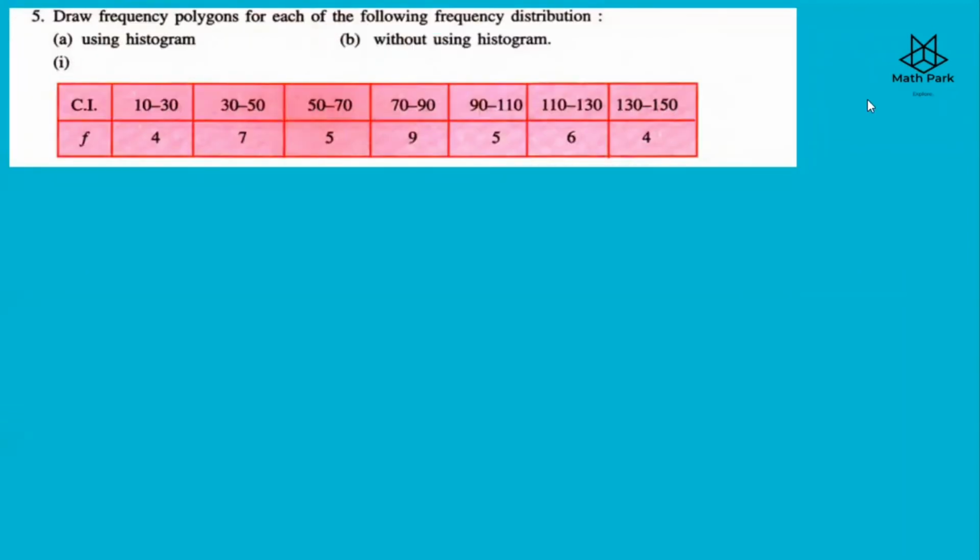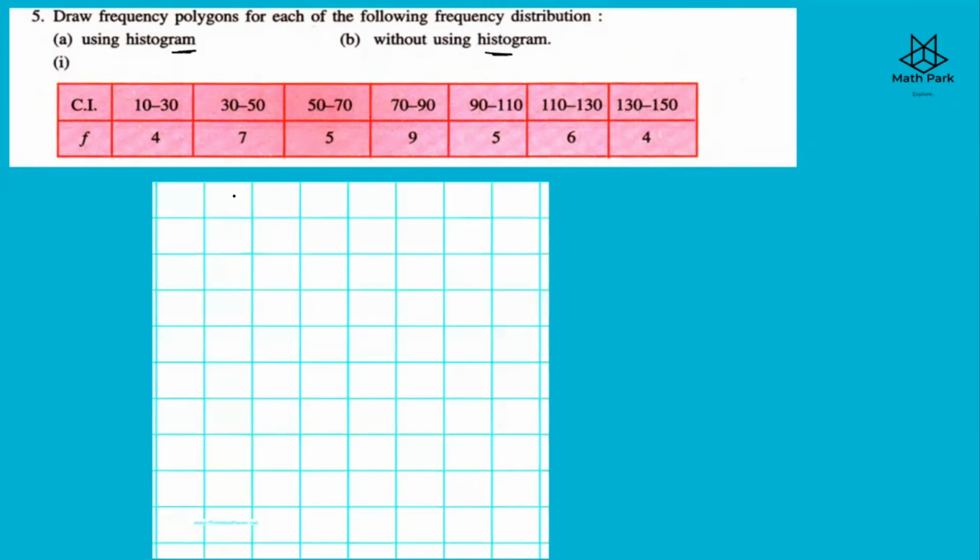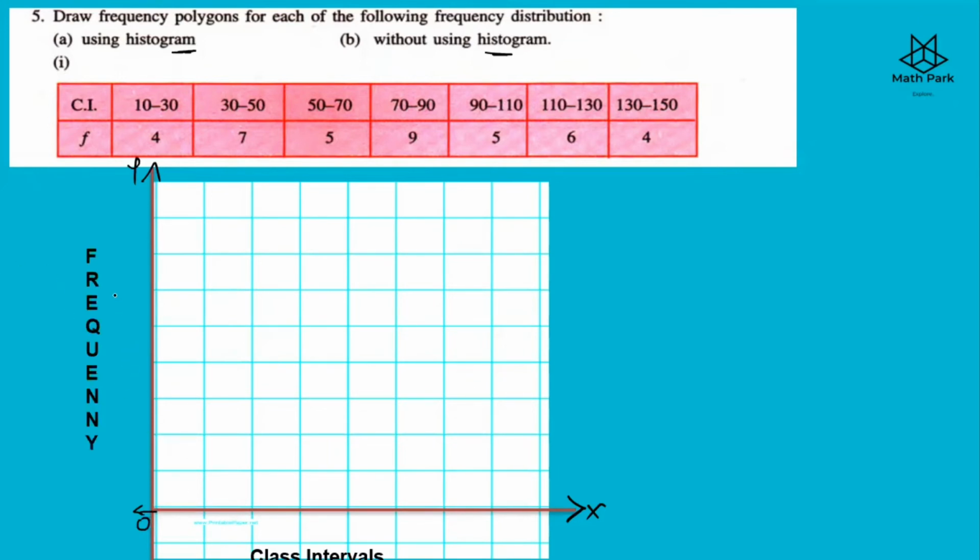Question number 5, we are given to draw the frequency polygon for each of the following distributions using a histogram and without using a histogram. So there are two sub parts over here. For the first part, we will use a histogram, and for the second one, we will do it without using a histogram. So let us start. The classes are continuous over here. So we draw this as our y-axis and this as our x-axis, where both the axes meet. This is our origin, right? And then we are supposed to plot class intervals and frequencies. So we take the class intervals on the x-axis and the frequencies on the y-axis.